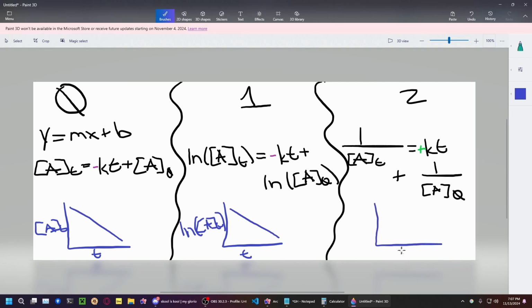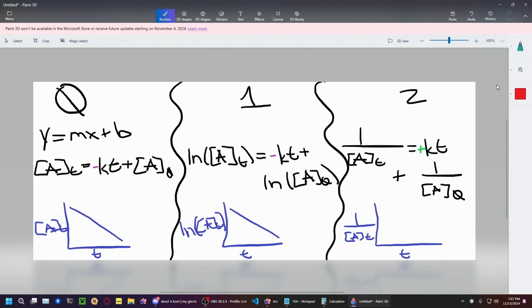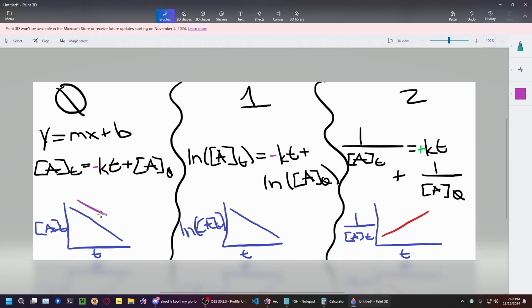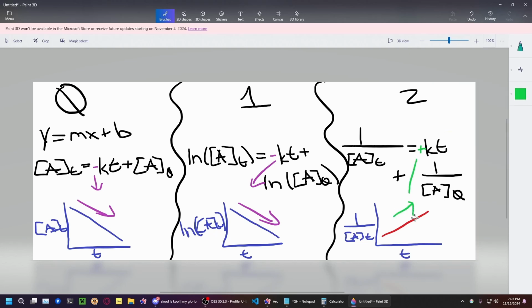Now, if you're plotting 1 over your concentration, what should it look like if it was second order? Positive slope, right? And that should make sense because it's positive k instead of negative k. Negative k, negative slope. Positive k, positive slope. Because it's just y equals mx plus b.